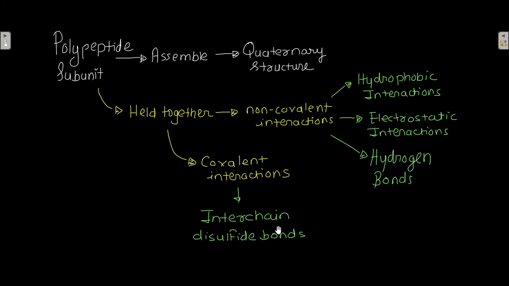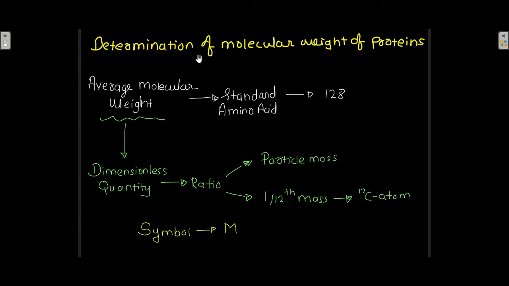Now let's discuss the determination of the molecular weight of proteins. The average molecular weight of a standard amino acid is near 128. Now what is average molecular weight? It is a dimensionless quantity which is the ratio of a particle's mass to the 1/12th mass of the carbon-12 atom. The ratio of these two things is your average molecular weight, and for the standard amino acids it is about 128, and the symbol of this average molecular weight is capital M.